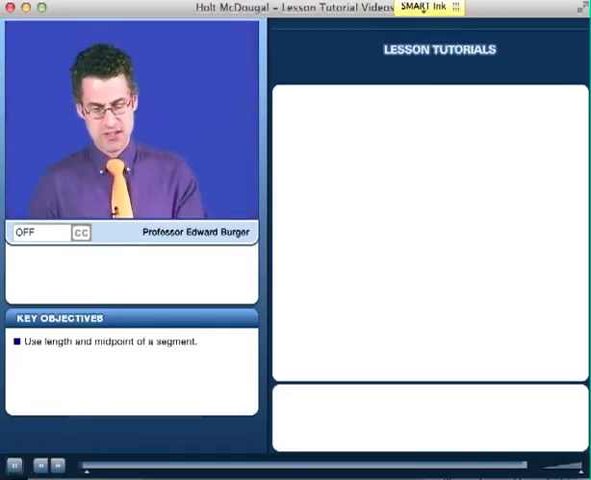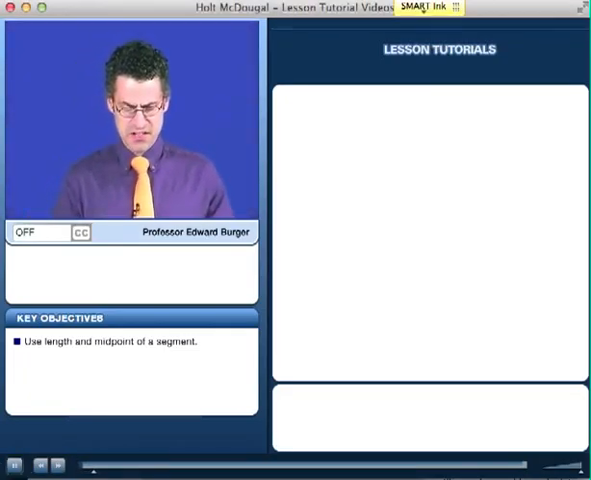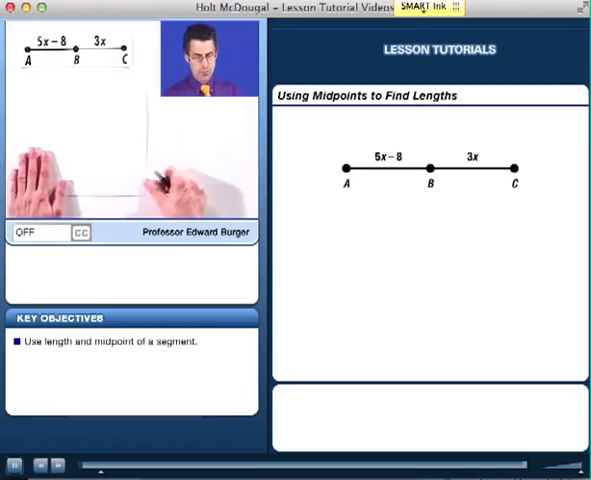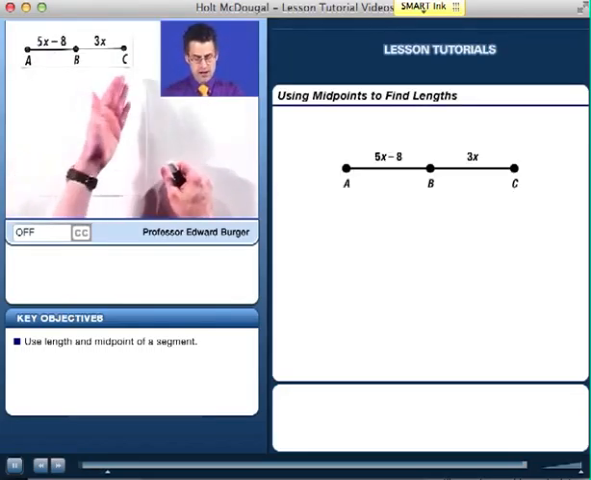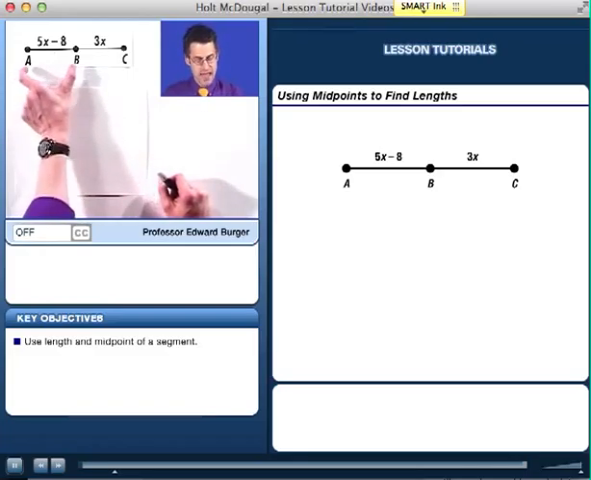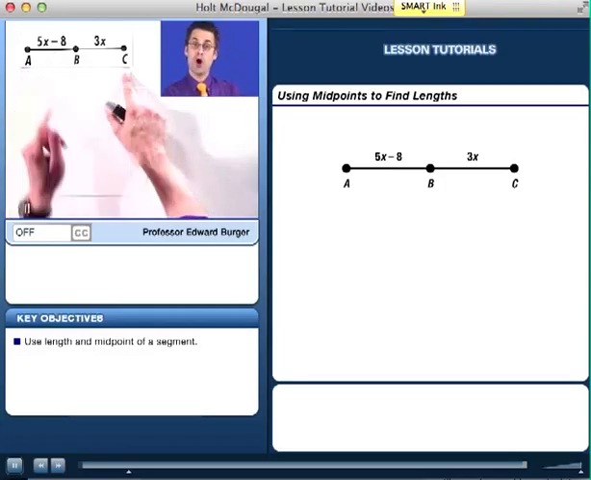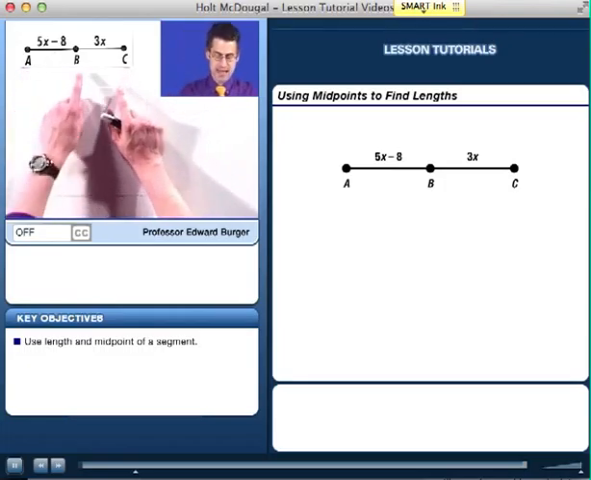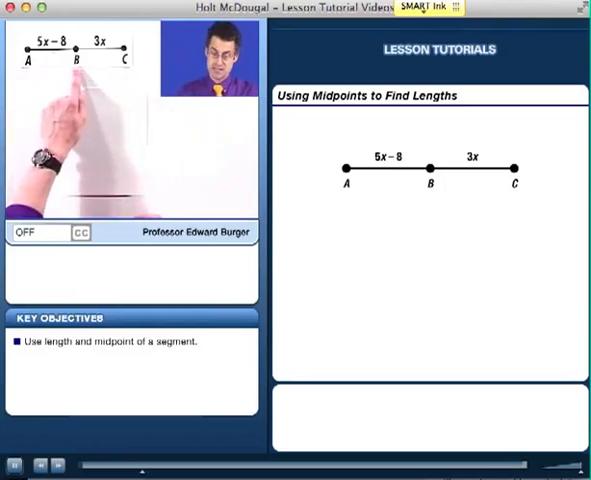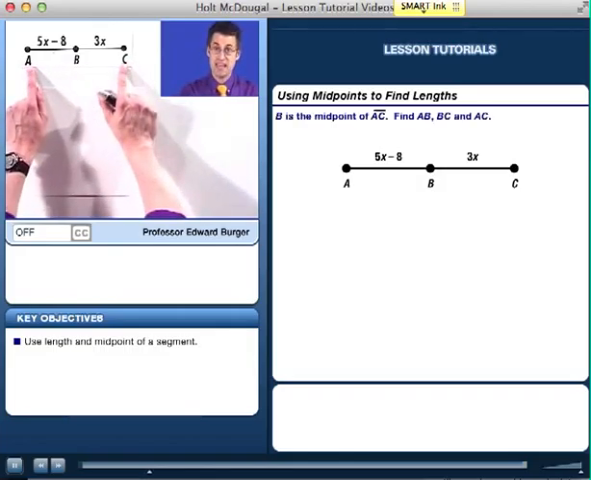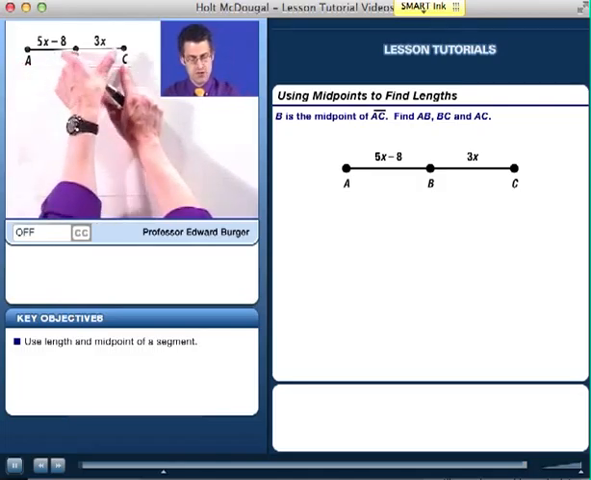Finally, I'd like to take a look at this little expression right here, and I want to figure out what, in fact, are the lengths of AB, BC, and AC. And the only thing we know is that B is the midpoint of the line segment AC. Well, if it's the midpoint, that means that this length is actually going to equal that length.